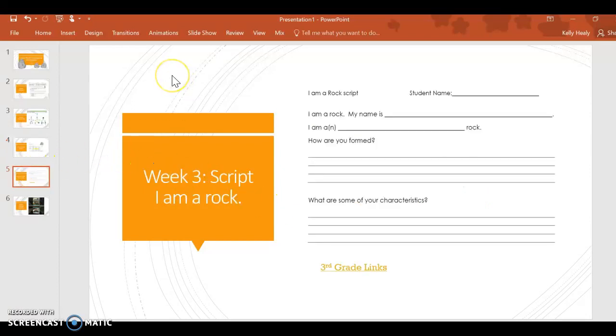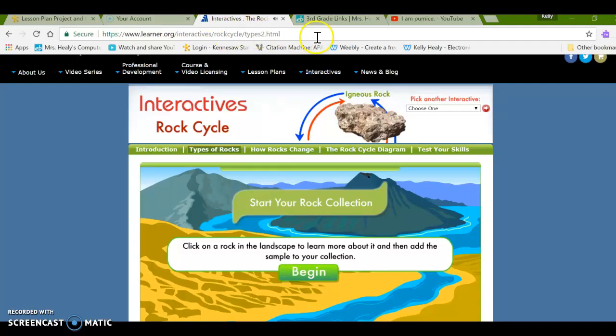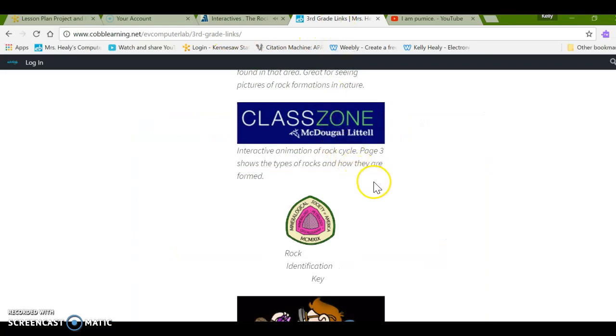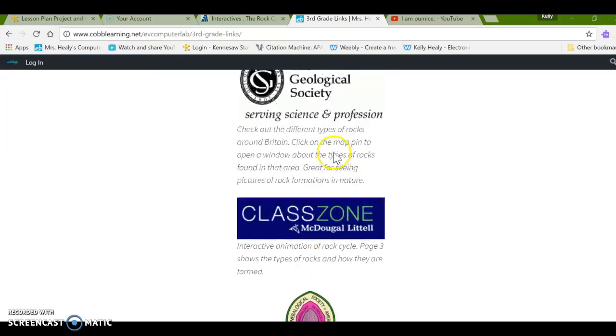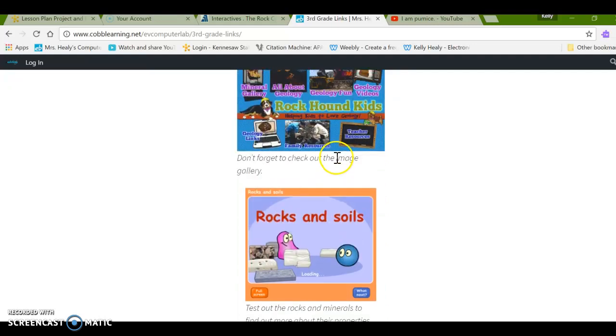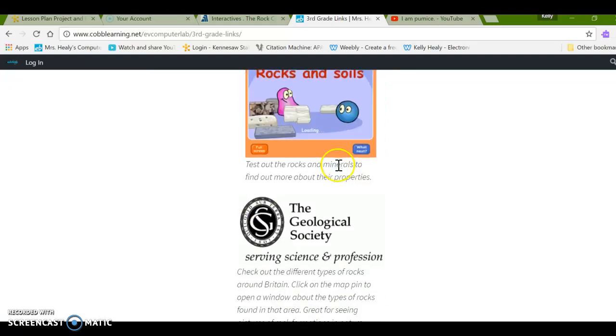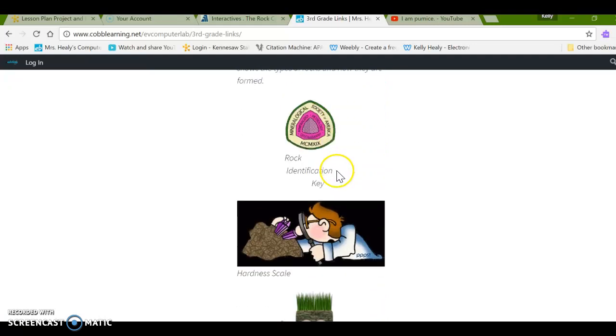Week 3 began with an introduction to a rock. The students got to choose an example of a rock and then research that rock so that they could find out more about it. For example, what are the rock's characteristics? Where is it from? What is it used for? So students had many different websites to use as resources in finding information about a rock.